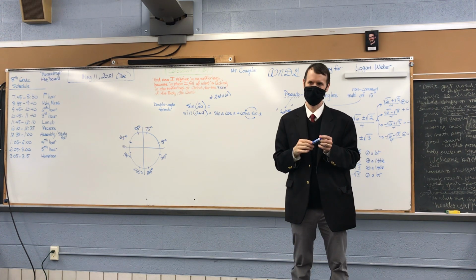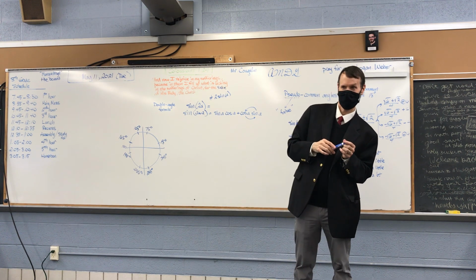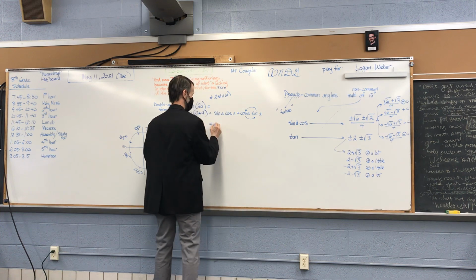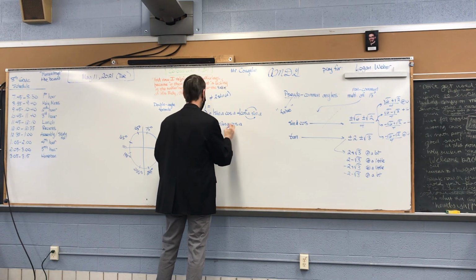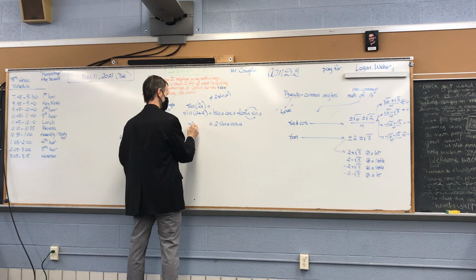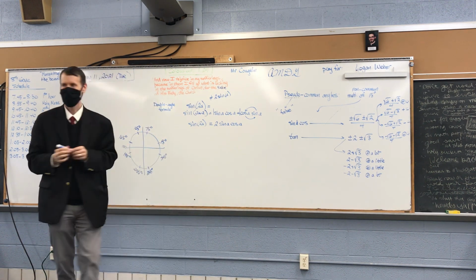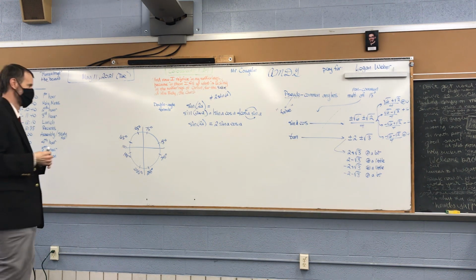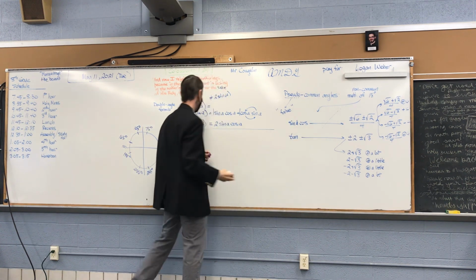Anybody see it now? Katie, anything? Yep, there's a 1 here, a 1 here. 2 sine of A, cosine A. Got it. Excellent. Questions? That wasn't too bad. We're using a previous formula to get a new formula.